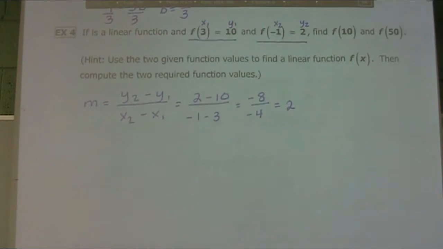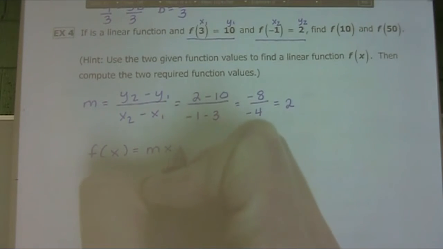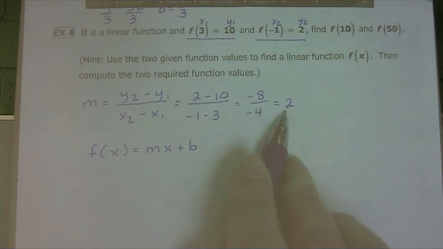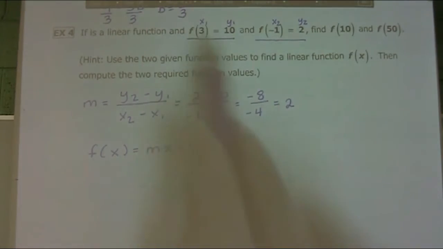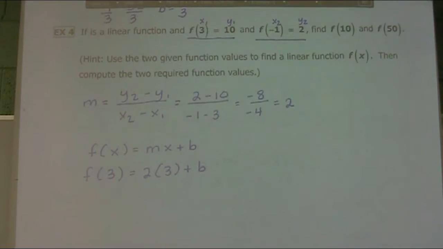We can write a linear function here, and we can use either of the two values that I've underlined. I'm going to use the first one just because I choose it. You could choose to use the second one. You're still going to get the same linear function. So we're going to start with f of x equals mx plus b. And we're going to plug in our m for 2. And we don't have b, but we do have f of 3. So we're going to plug in f of 3, which means we're going to put 3 in place of x. So this is 2 times 3 plus b. And our goal is to get b.